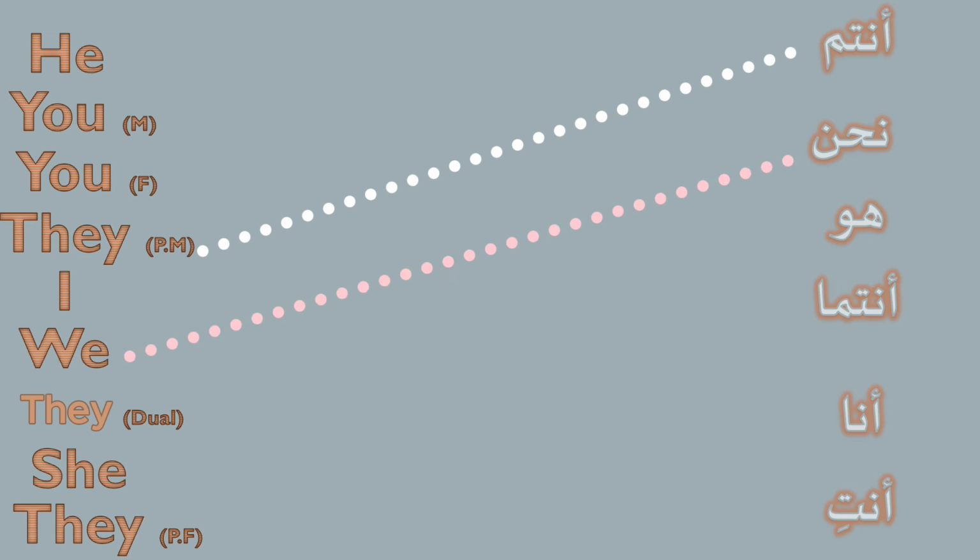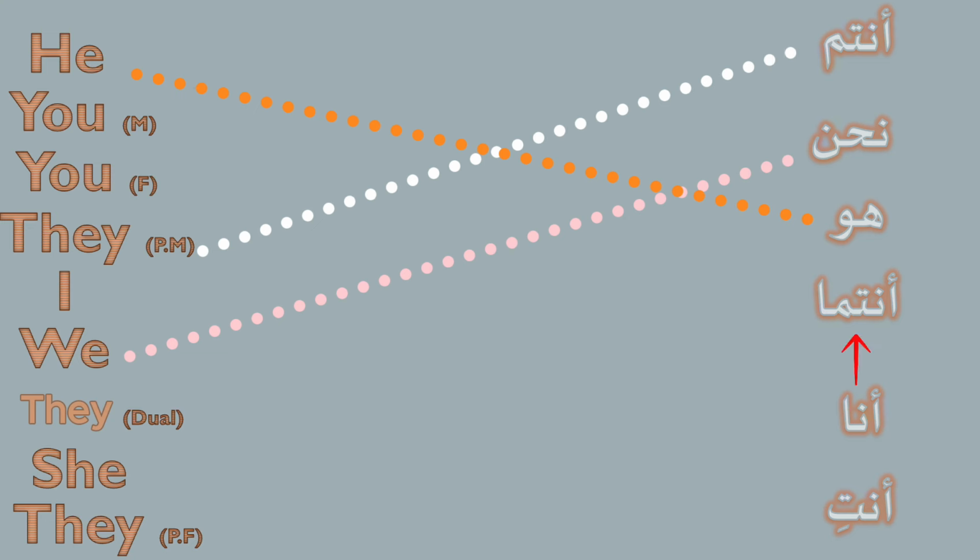Exercise time. I want you to pause the video and give it a try. Three, two, one. Let's do it. First word is antum. Antum is plural for masculine, used as they. Well done if you get it right. Second word is nahnu. Nahnu is we, including yourself. Third word is huwa. Huwa is masculine, singular, and it's he.